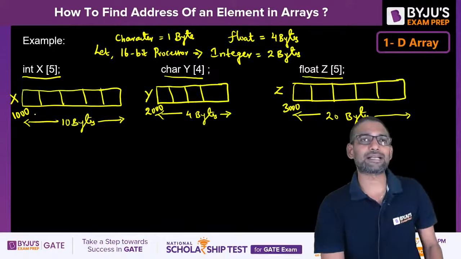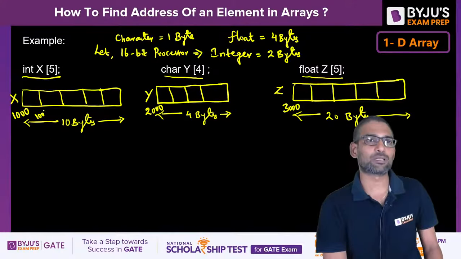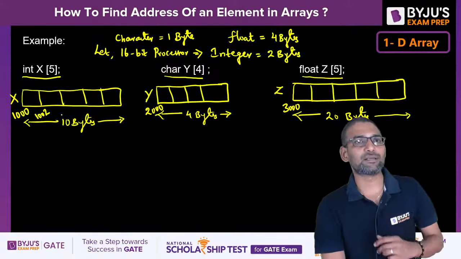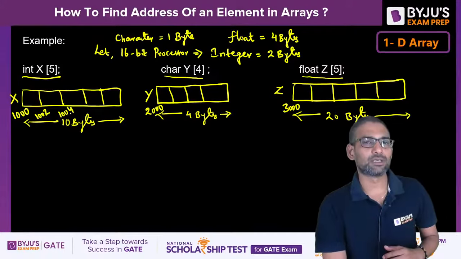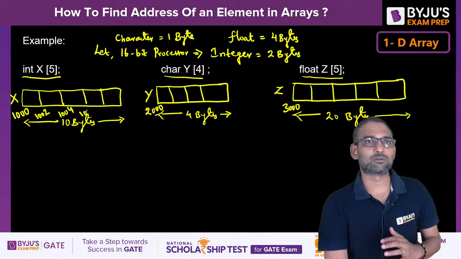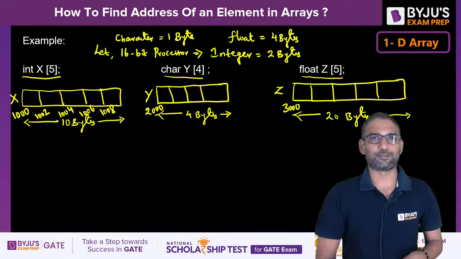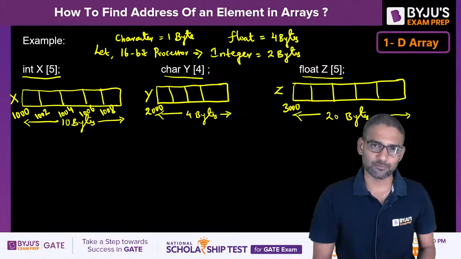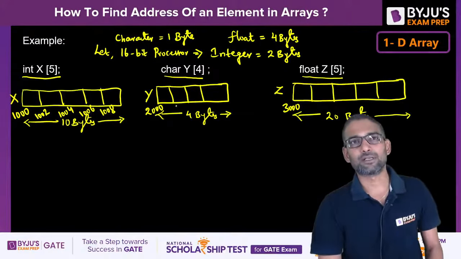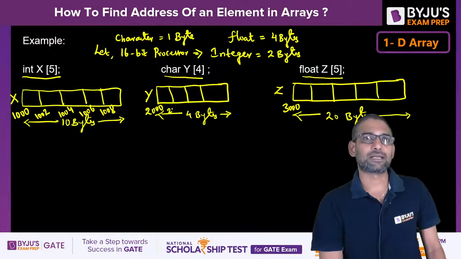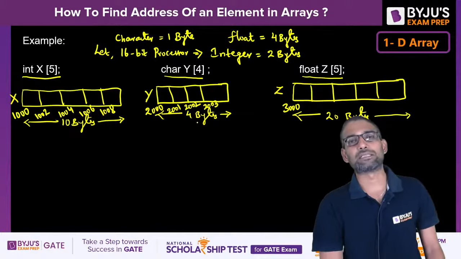the address of next element for integer would be 1000 plus 2, 1002. Next element would be 1004. Next element would be 1006. Next element would be 1008. In the same way, for character, 4 bytes, first element address is 2000, next element address 2001, next element address 2002, next element address 2003.